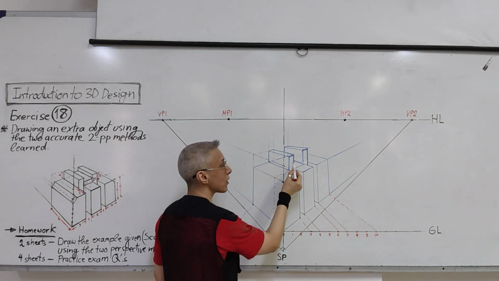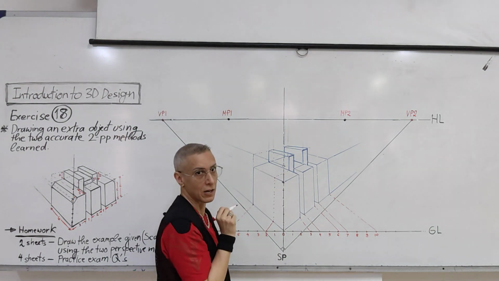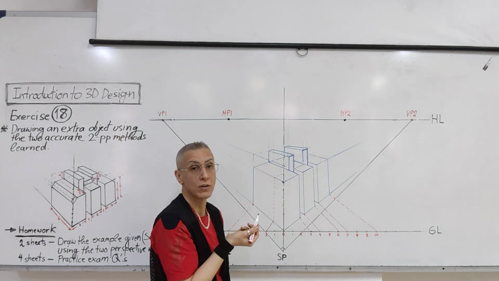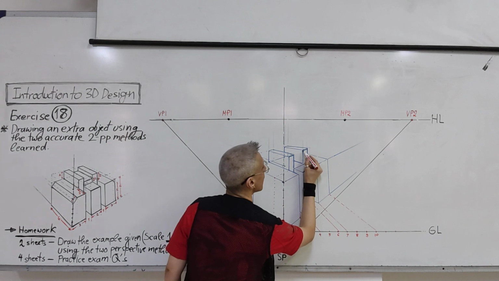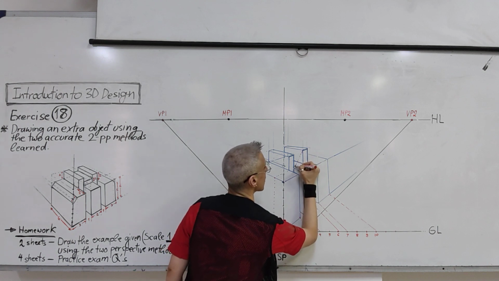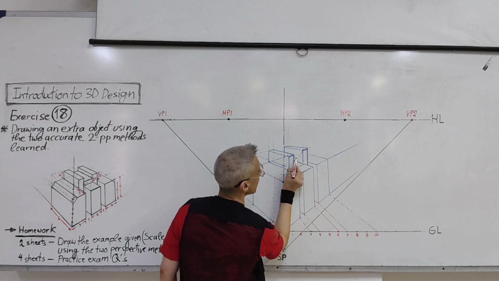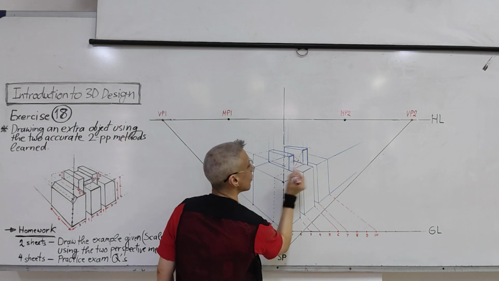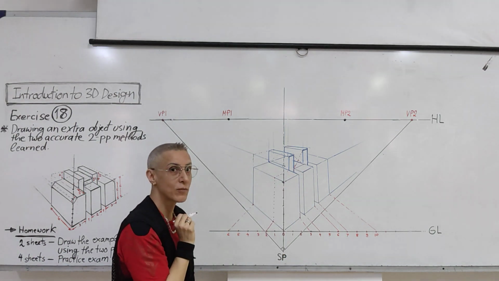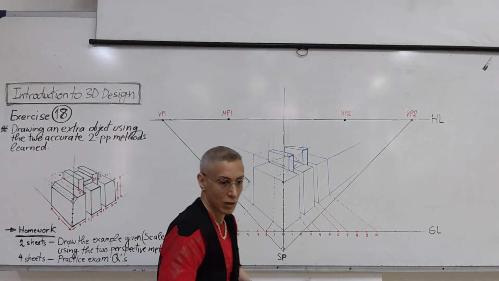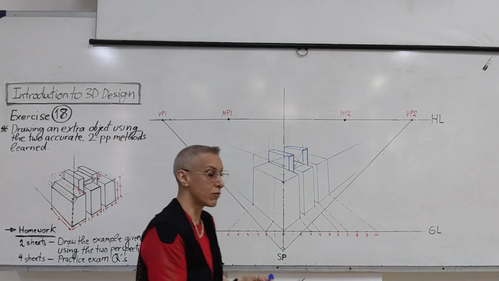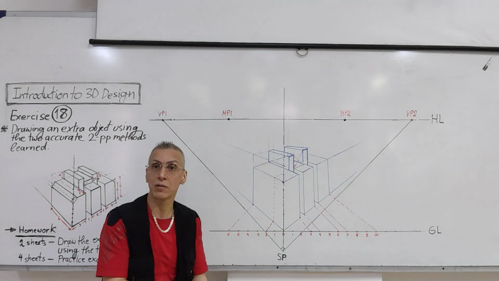Because this is here from here to here, 2 centimeters in reality. So we want the half. How do we find the half? Diagonal from here to here, diagonal from here to here, and this is the 1 centimeter. Okay? So, what you learned before, if it's applicable, apply.